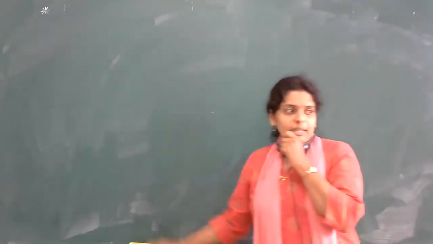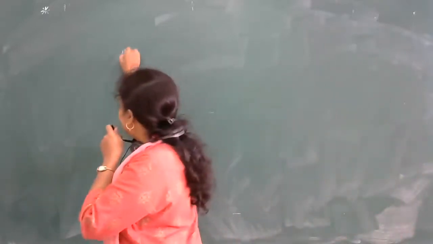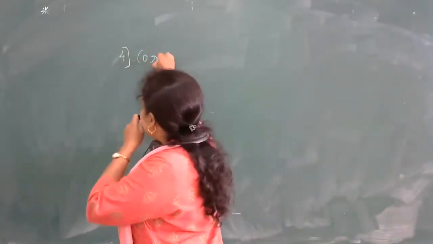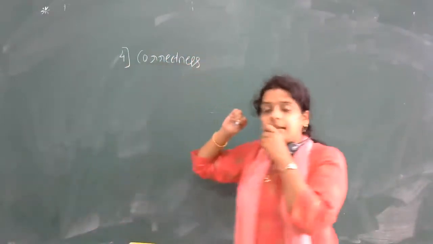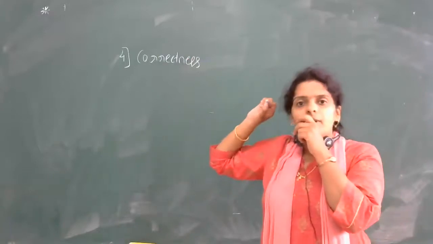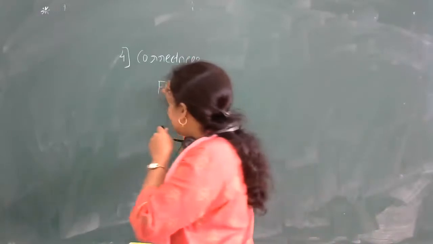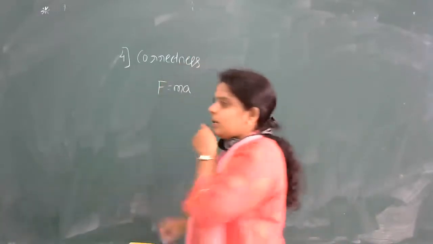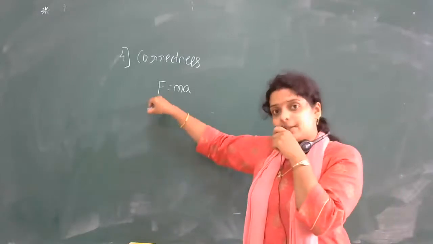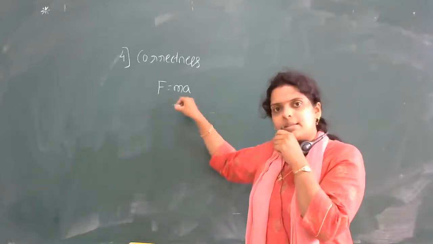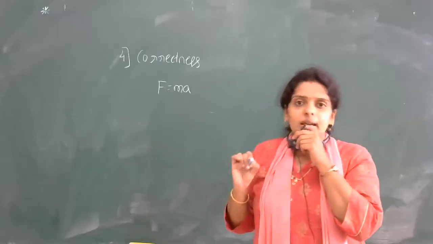So the next application is to check the correctness of an equation. Fourth one is to check the correctness of an equation. So what do you mean by checking the correctness of an equation? For example, you know some formulas like F is equal to ma. Whether force is actually equal to the product of mass into acceleration or not, you can verify by using this dimension analysis method.